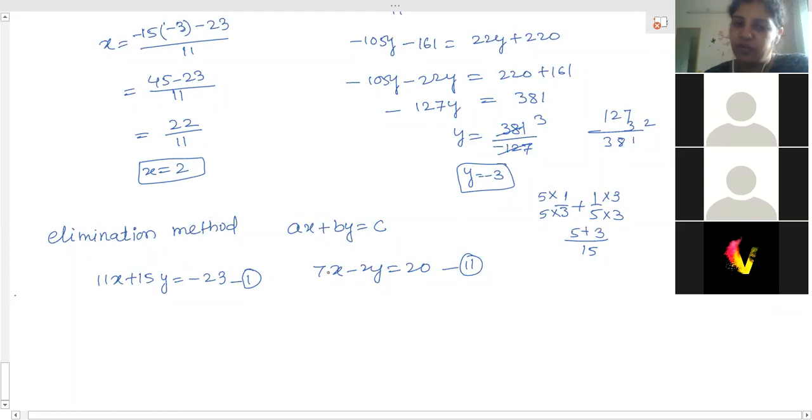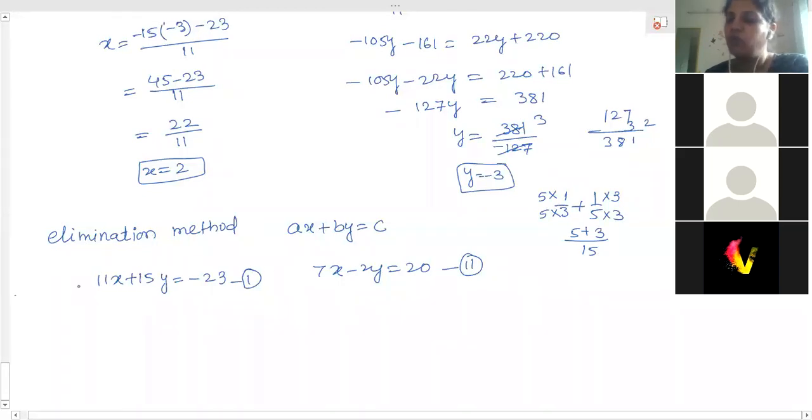Same thing we have to make it here also. Coefficient of x is 7 and 11. We have to make that equal. To make it equal, we have to multiply with their LCM. Just like it was 3, we have multiplied with 5. When it was 5, we have multiplied with 3 to get 15, which is the common number. Here also we have to do the same.